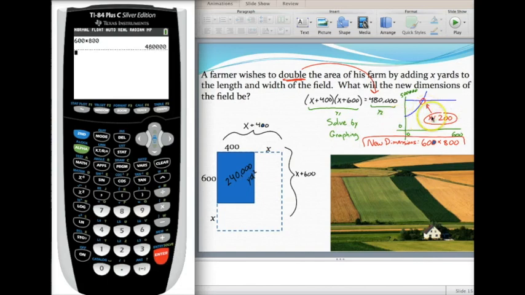So I want to add on 200 yards, and 600 by 800 yards would be my new dimension. And that's how I can use my graphing calculator to solve this rather than solve by factoring.